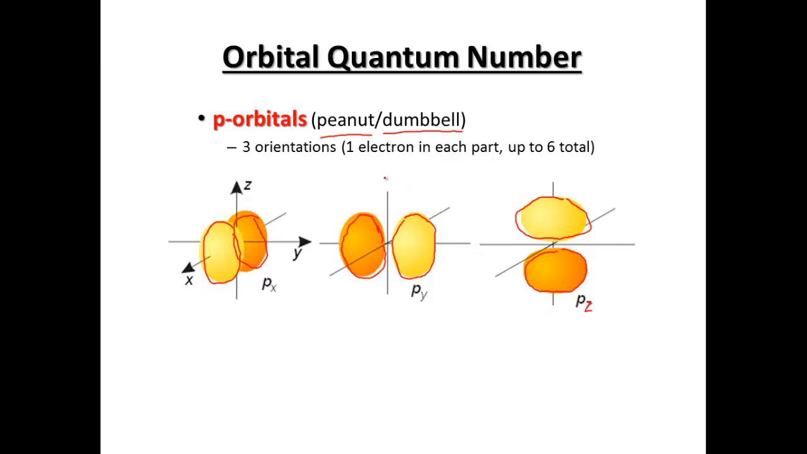Now, one electron can be placed in each of these orbitals. So we can have an electron here, that's 2, 3, 4, 5, and 6. Up to 6 total electrons can fit in the p orbital. Now we have s and p, those are the two that you need to know.